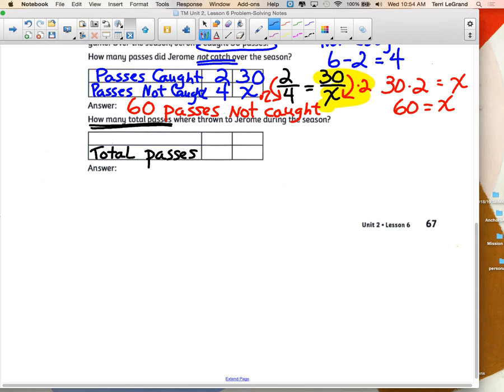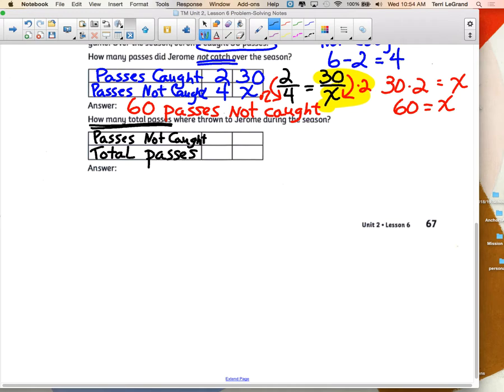Passes thrown is the same as total passes. Passes thrown does not say anything about whether they were caught or not, does it? They were just thrown. Okay, Danny. Passes not caught. Okay, well, we could use that. Passes not caught. See if this works then.